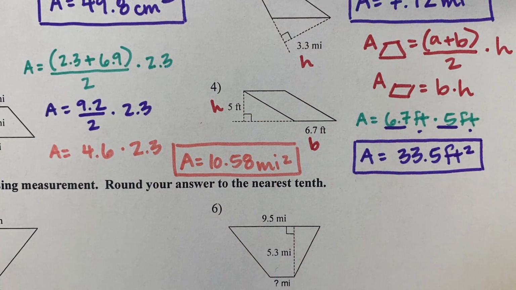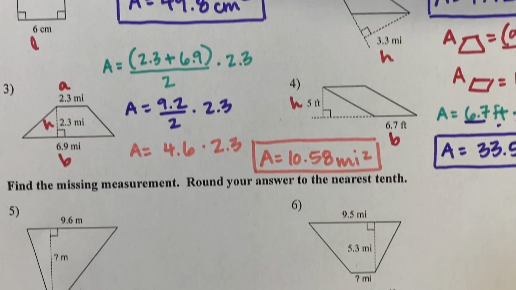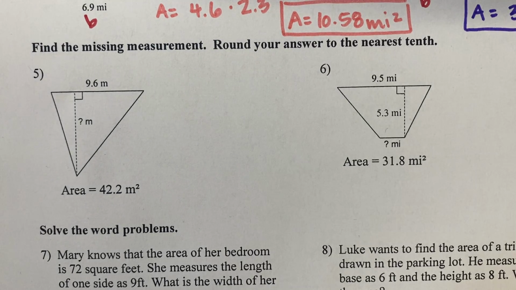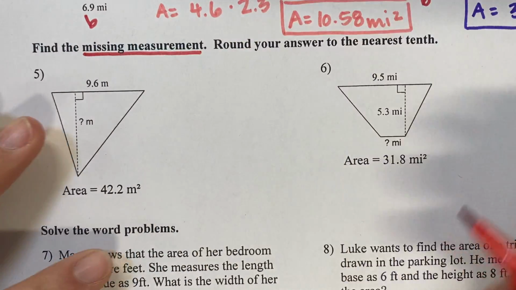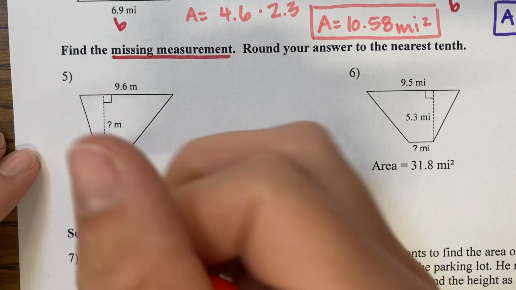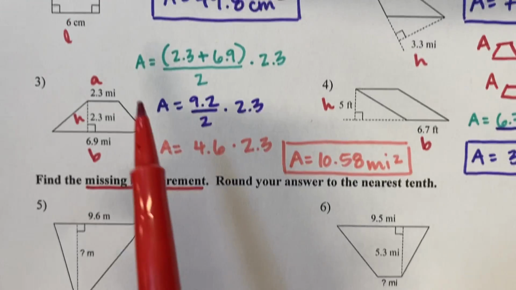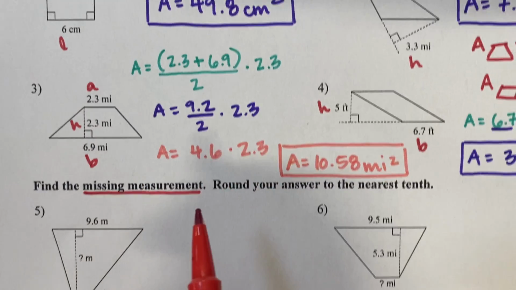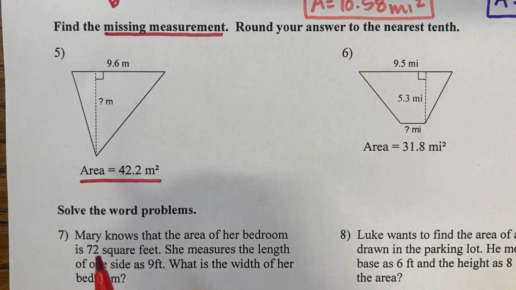And there we go. So numbers 1 through 4, we were simply finding the area of those shapes. Numbers 5 and 6, it's asking us to find the missing measurement. Notice on number 5 that it already gives us our area, so this way we're working backwards. On numbers 1 through 4, we were finding the area. We had our base, our height, all that good stuff. Now we have our area and we're missing either a base, a height, a length, a width, something like that.